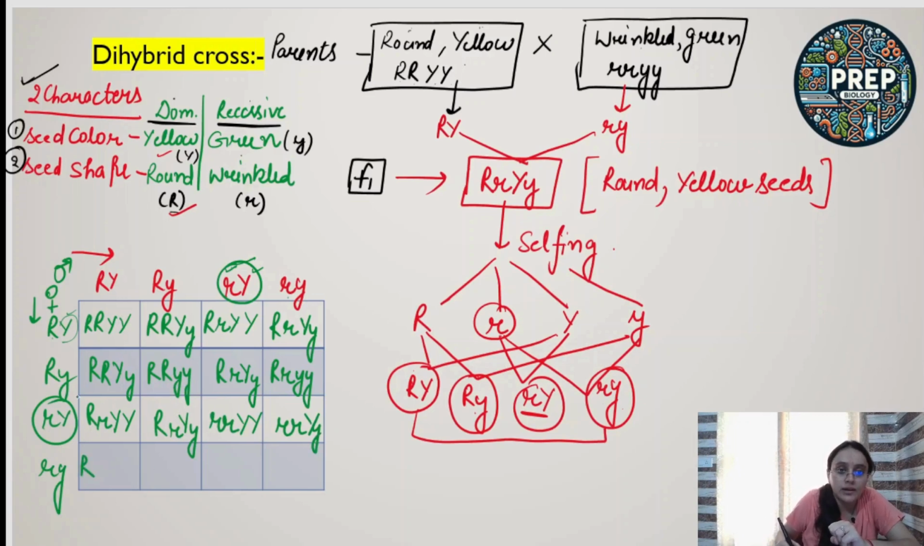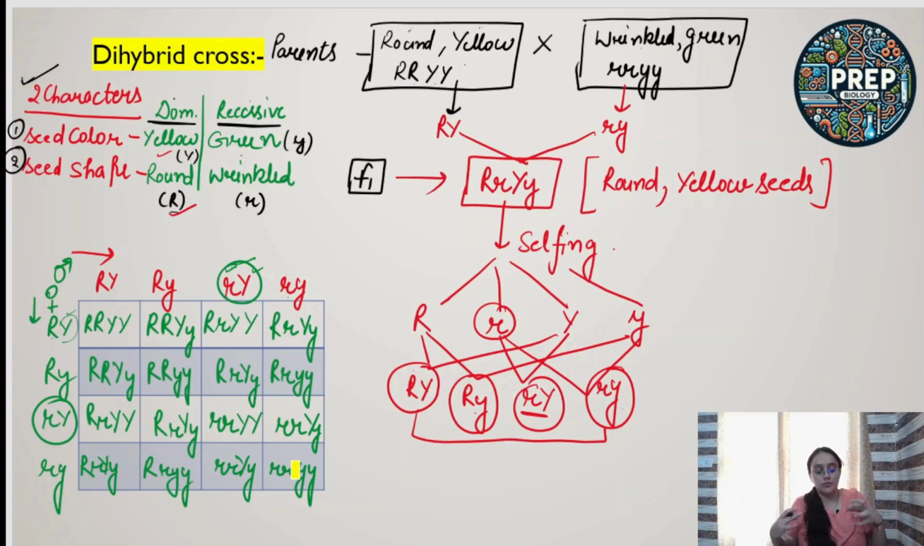Capital R, small y, capital Y. Capital R, small y, small y. Small r, capital Y, small y. And small r, small y, small y. So, these are the offsprings we get. These are the phenotypes of the offsprings we get, the F2 generation. So, this is the F2 generation.